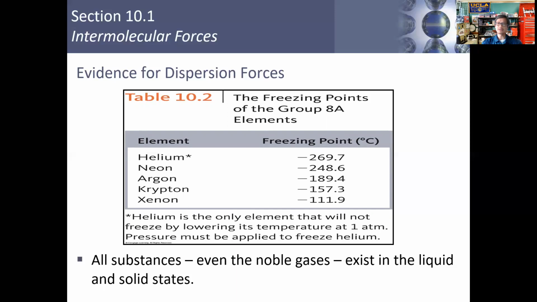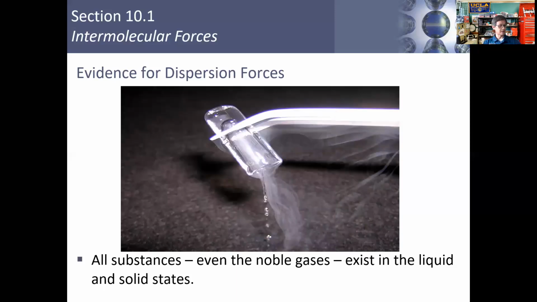Okay, and so with that said, I think we have an example here. I think this is neon. No, let me just take a look at it real quick. Okay, argon. So this is solid argon here. And the only way we can achieve this solid state is if argon particles can interact with one another through London dispersion forces.